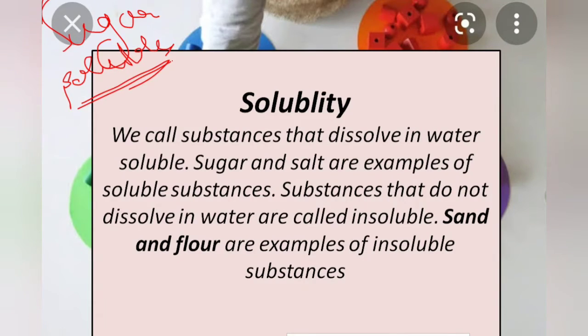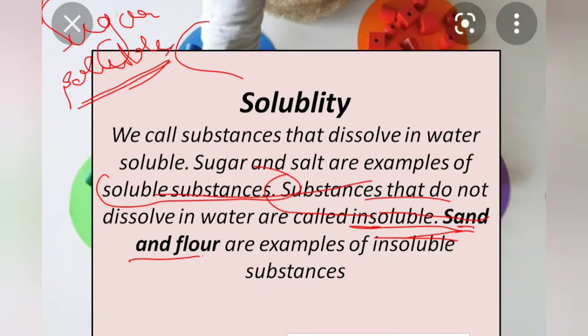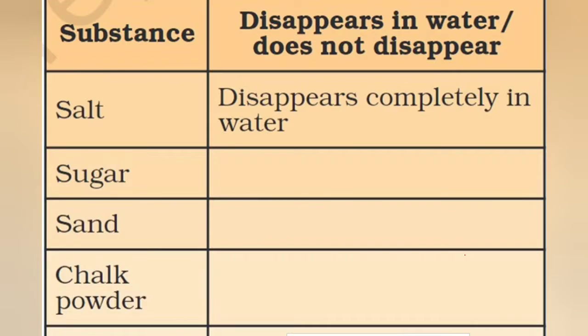And here when I talk about sand, it's not soluble in the water. It sits down in the water. It sediments in the water. So I would be calling it non-soluble in the water. So sugar and salt can be easily dissolved in the water, so they are known as soluble substances. And substances that cannot be dissolved in the water are known as insoluble substances. For example, sand and flour are examples of insoluble substances.